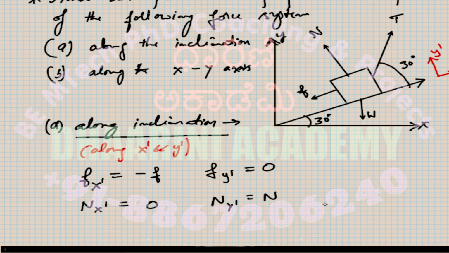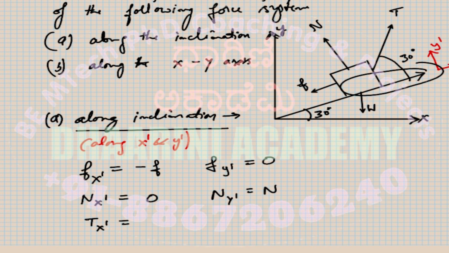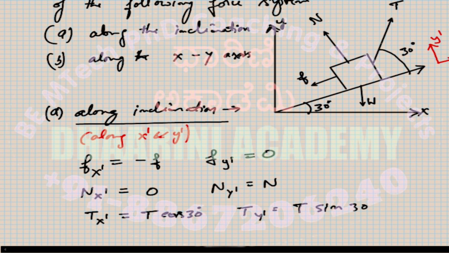Okay, let's move further. Let us write the T part now. What is the tension along x dash? The angle is given as 30 degrees, and the 30 degrees is with respect to x dash. So I just have to convert T along the x axis. Since the angle is given with respect to the x axis, this is T cos 30 degrees. And what is T along y dash? It is T sin 30. I can substitute the values of sin 30 and cos 30 and simplify, or even this is fine for us. Then let's move further.